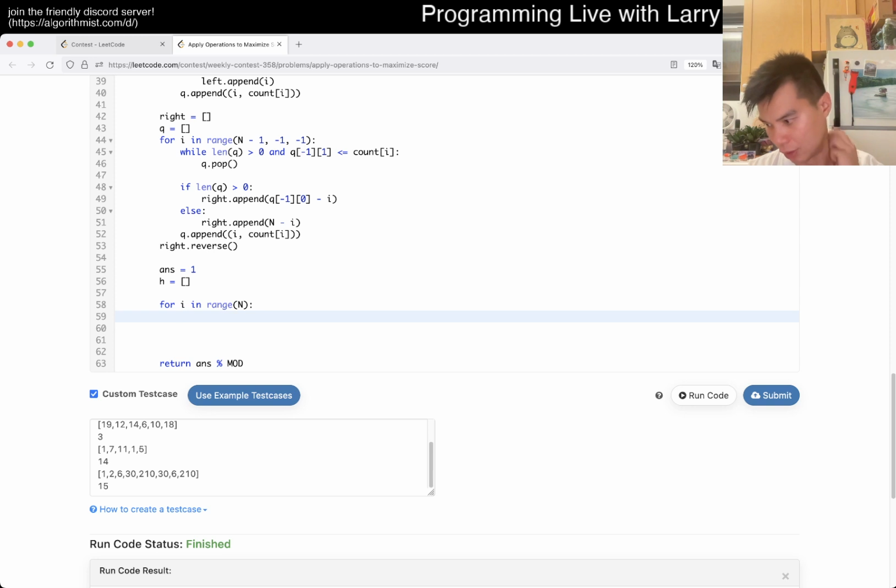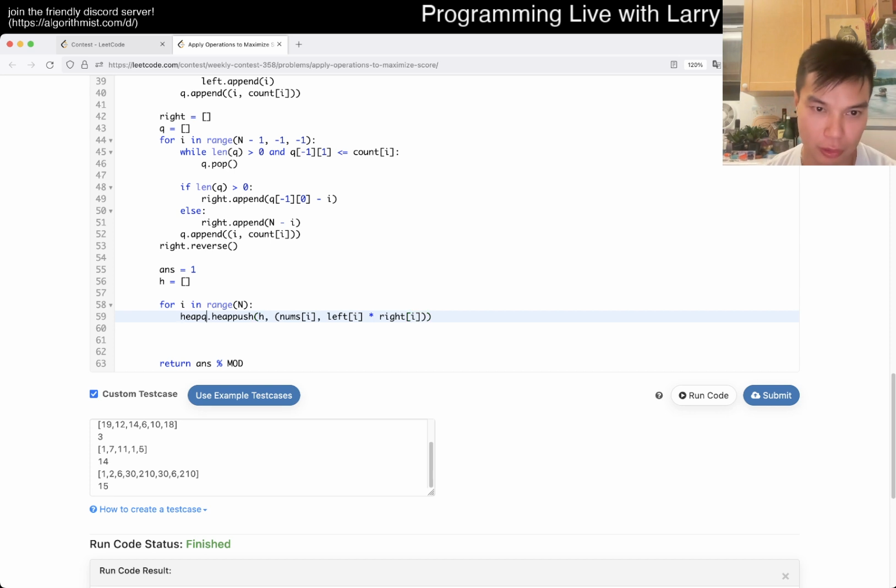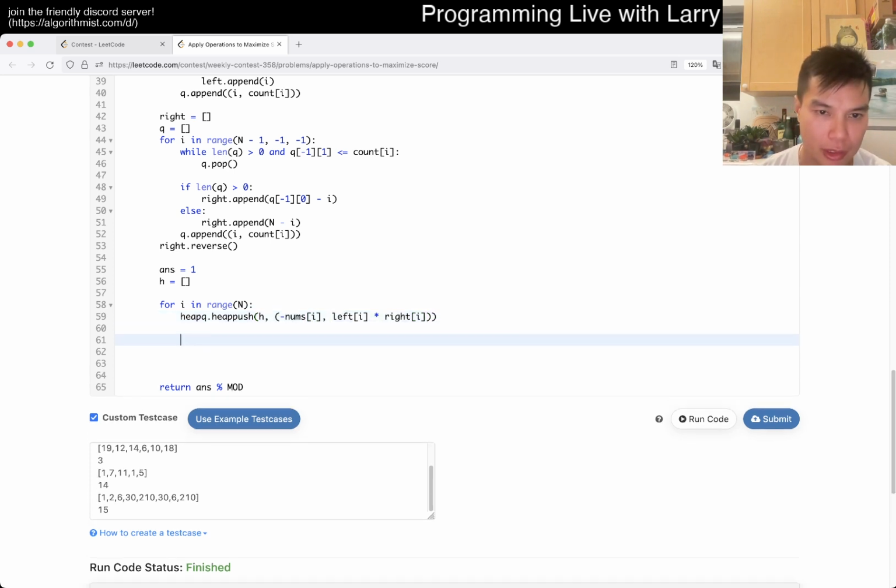We want to say, what are we saying? Num sub I, and then the number of left sub I times right sub I, right? And we want a max heap. So yeah, let's keep it a max heap. I think the typo on this actually doesn't matter, so it's fine. Famous last words, and I should use heapified, but it's fine.